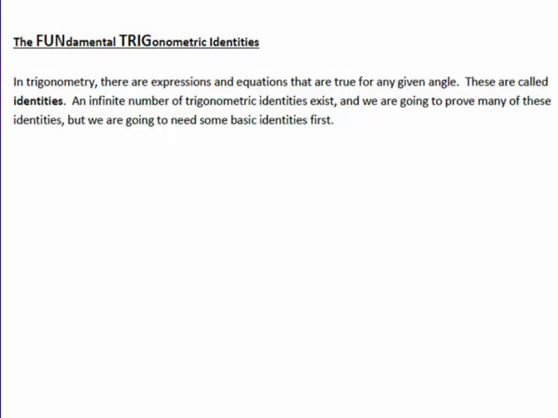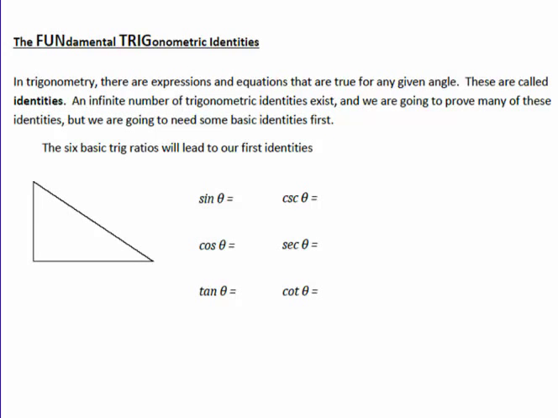Identities are always true regardless of the value of the angle. Now, there actually is an infinite number of trigonometric identities, and we're going to spend this chapter proving a lot of these identities, but we need some basic identities first, our fundamental trigonometric identities. And these fundamental trigonometric identities come from our knowledge of a right triangle.